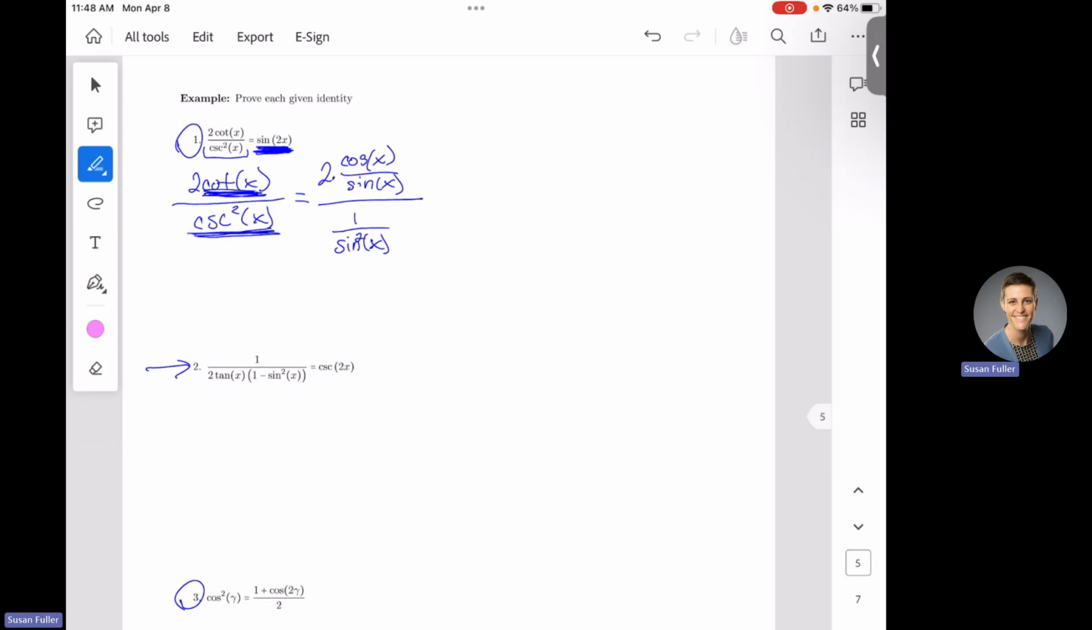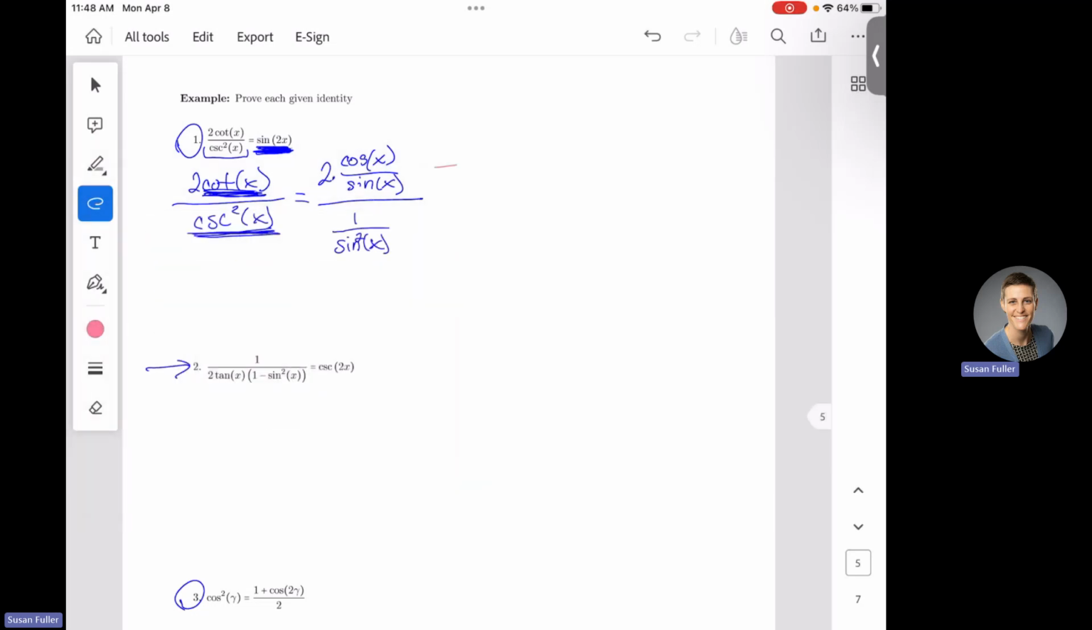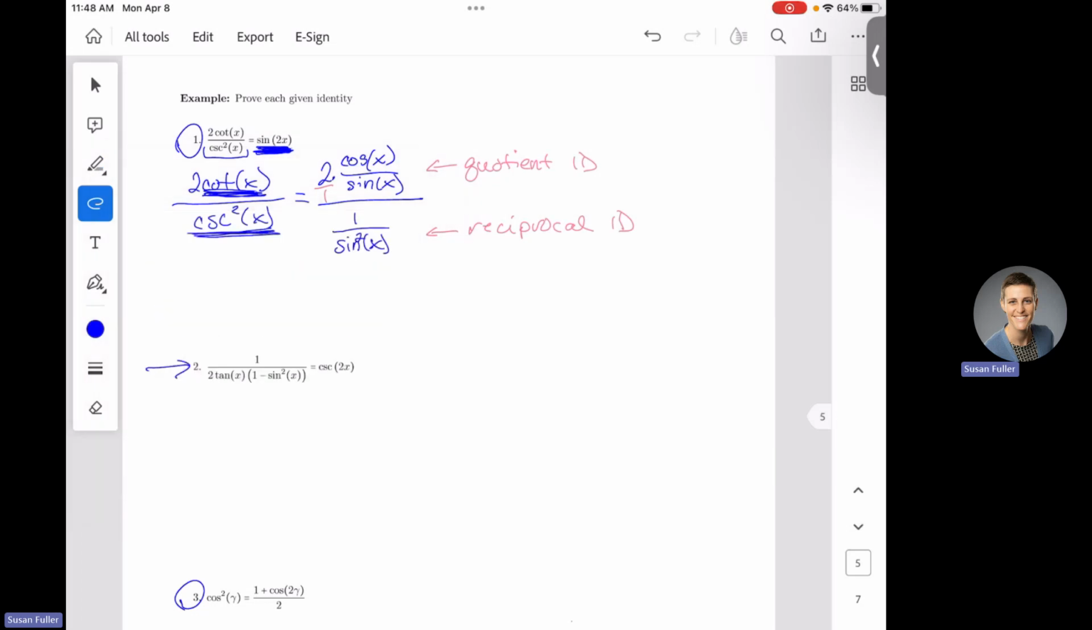Okay, so I've replaced this with 2 identities. I'm going to go ahead and make note of this. Up here, this was a quotient identity. And down here, this was a reciprocal identity. And up here, I have 2 over 1, just for my brain's sake. Okay, so now I'm here. I've got 2 cosine of x over the sine of x, all over 1 over sine squared of x.